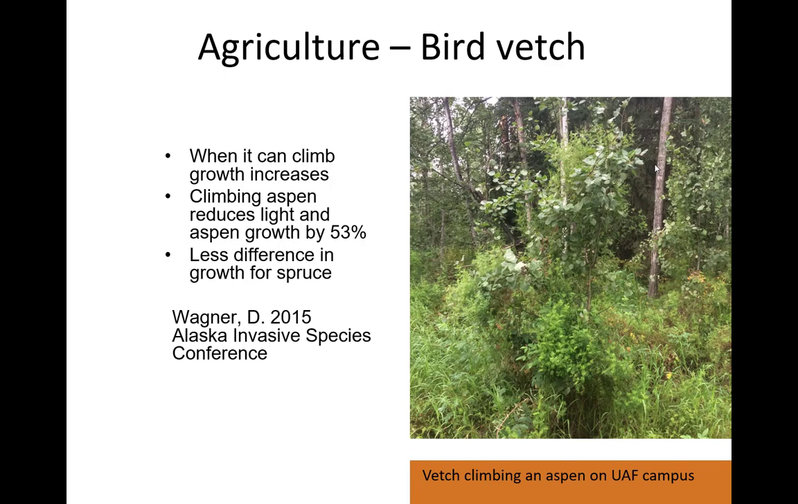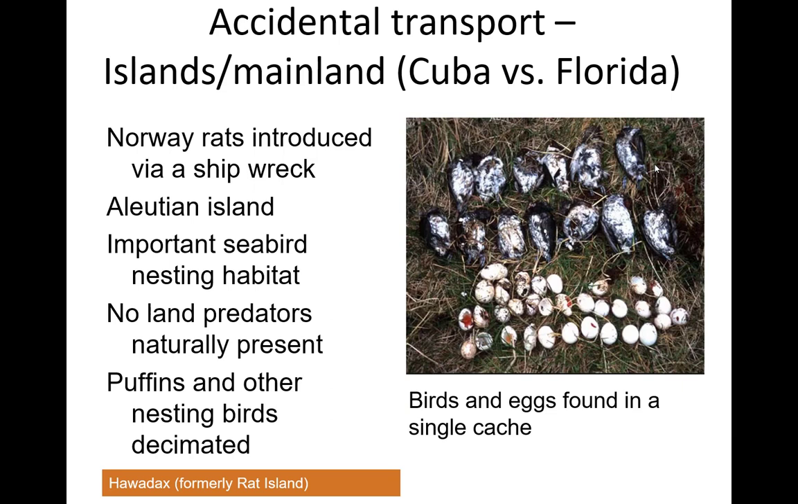When it climbs up these aspen, it actually reduces their growth, but then actually grows more itself, because as it gets up, it gets more light. It's able to invade forests then from these south-facing edges where it can get that light, and causes some tree decline. We also have accidental transports.